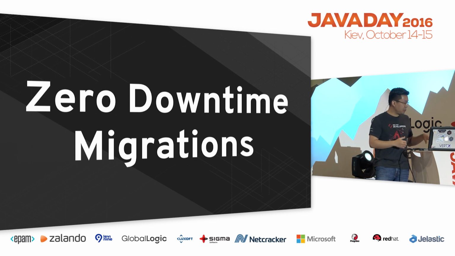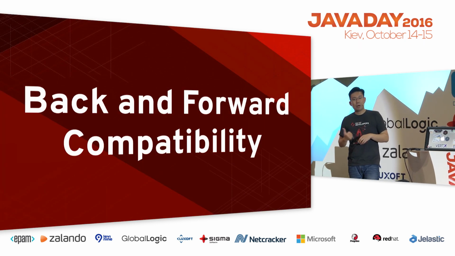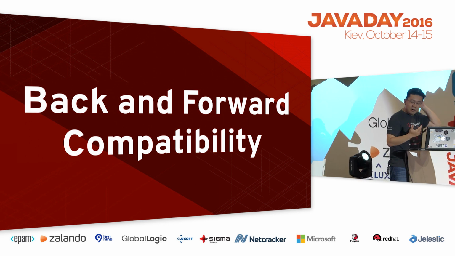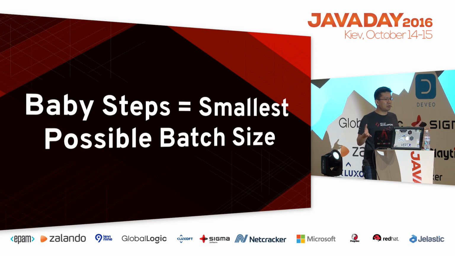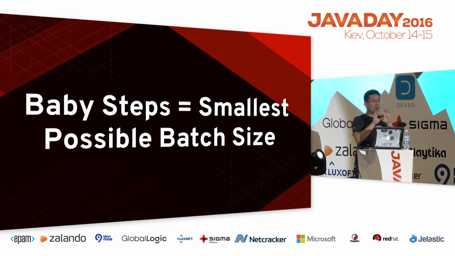And when it relates to zero downtime migrations, it also means that with blue-green deployments, we need our migrations to be backward and forward compatible. But how can we do that? One of the first requirements is that now we can't just do a bulky update of tables and rows and everything else. We need to do baby steps, just like refactoring. We need to do baby steps to the smallest possible batch size. And when we're talking about batch size, usually it's just one command per migration.